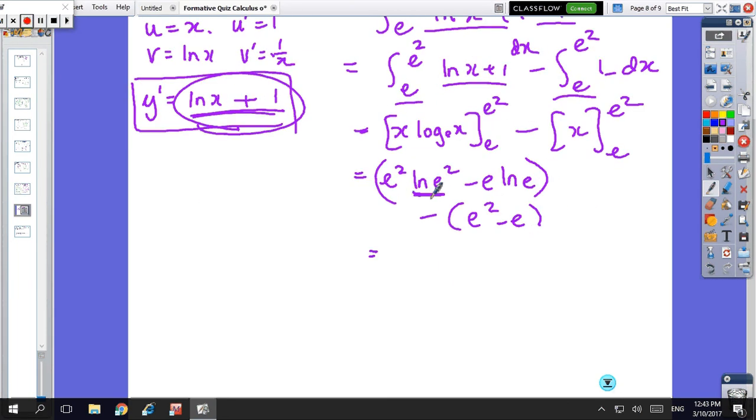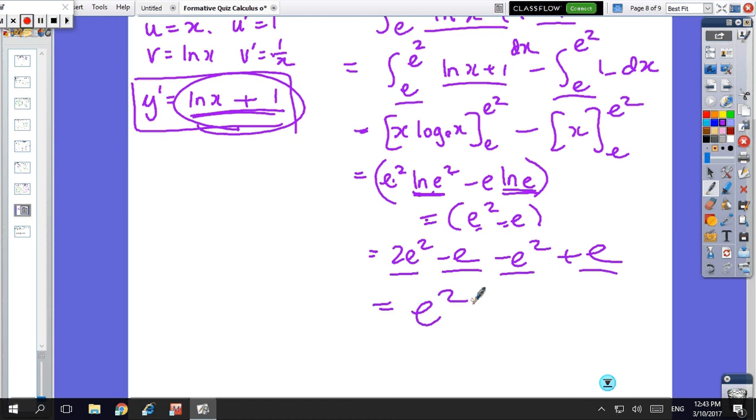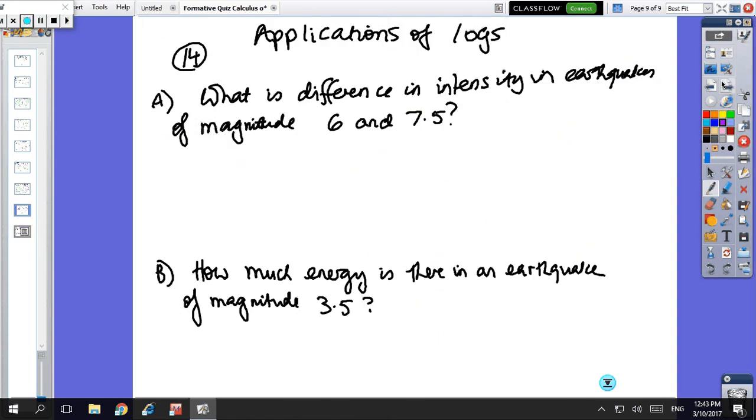Okay, log of e is 1, so that's going to be 2e squared. Log of e is 1, so that's just going to be e minus e squared, and then minus and minus is a plus, so it's just plus e. Those two cancel out, so I think the answer is just 2e squared minus e squared, so I think the answer is just e squared. Hopefully that's okay. If I made a mistake, let me know. Come across when you're ready.